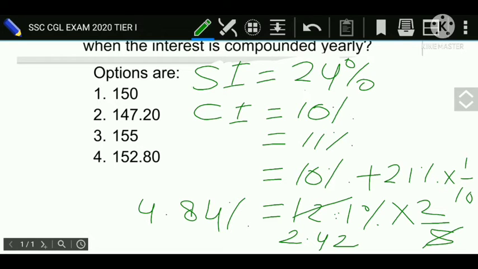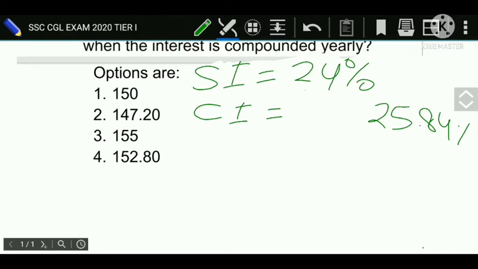So the compound interest for 2 and 2 by 5 year will be 10 plus 11, 21, 21 plus 4.84 means 25.84%. This will be the total 25.84%. Now the difference between SI and CI will come 1.84%.